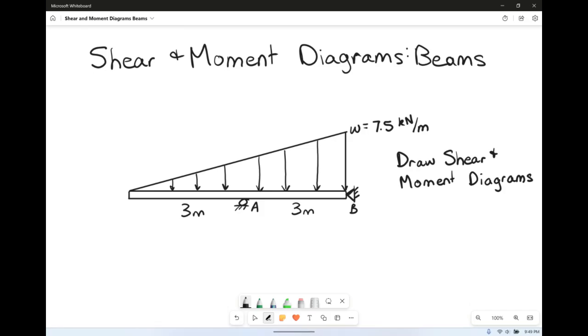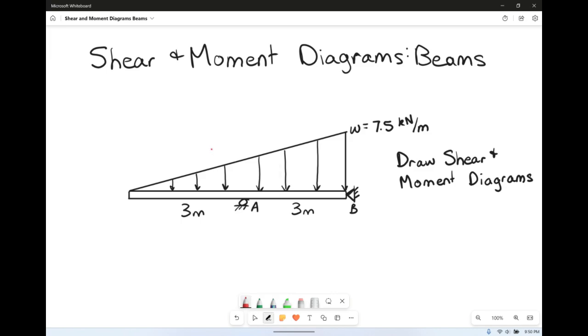This video is going to cover the shear and moment diagrams for beams. So here we have a beam. It's a pin and a roller support, a roller at A and a pin at B, and we have a linearly distributed load of 7.5 kilonewtons per meter going across this whole beam. We want to draw the shear and moment diagrams for this.